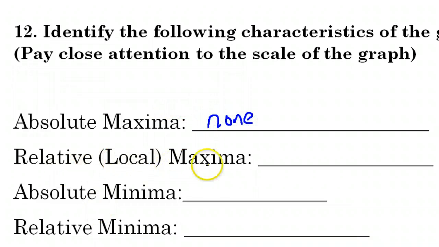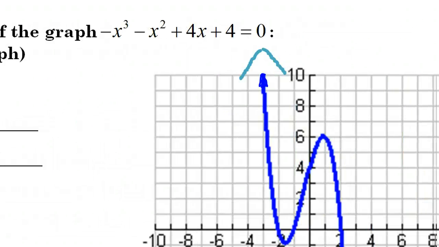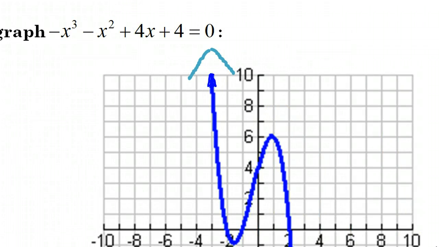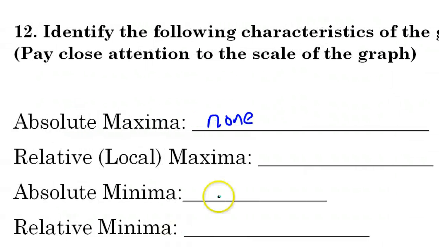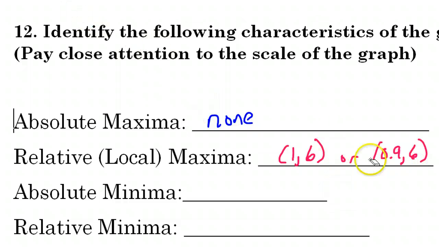Alright, what about relative or local maxima? Okay, is there a top of a hill happening somewhere? Yeah, like right here is the top of a hill. Now this seems to be a little bit off, this is something very close to 1, 6. So if you put 1, 6, I'm going to totally accept that. But if you put something like 0.9, 6 or something like that, I'll accept that also. Okay, I'm just going to put 1, 6.